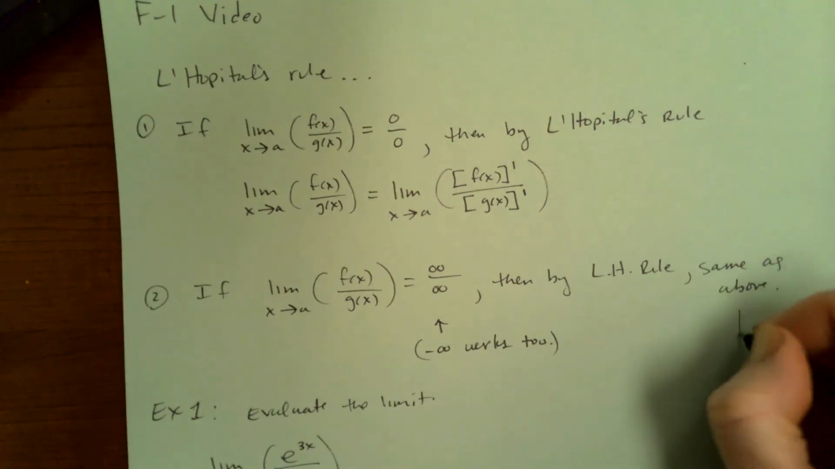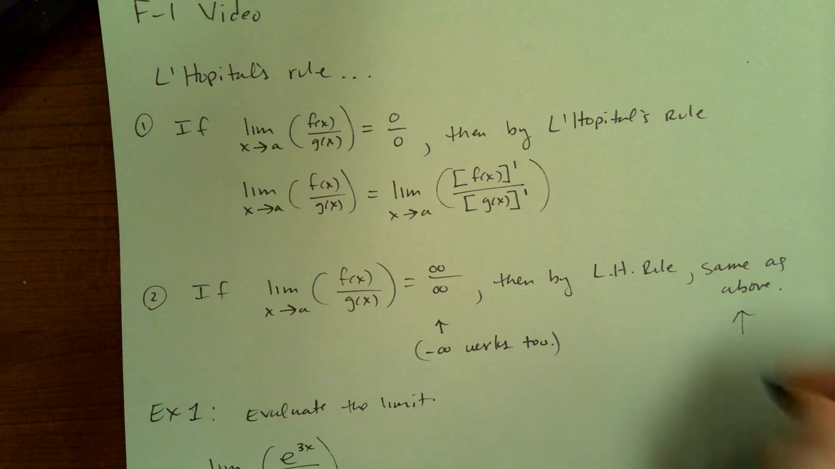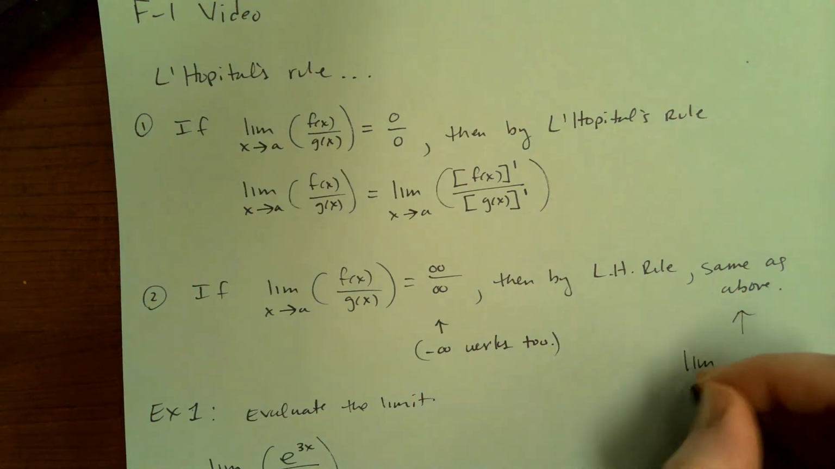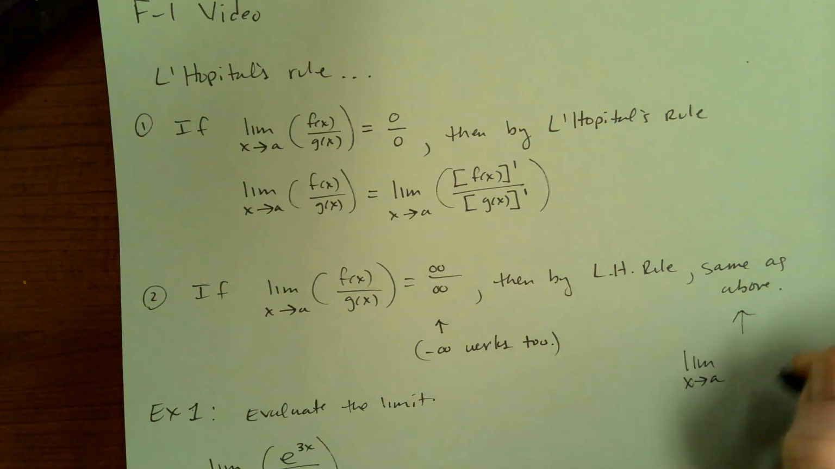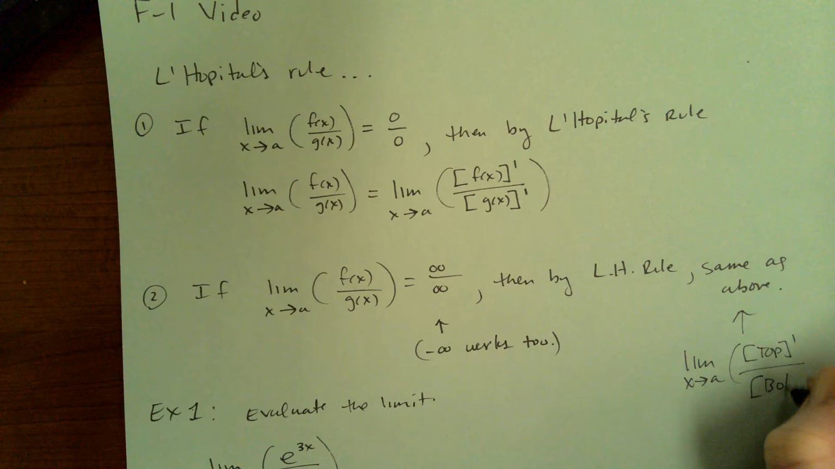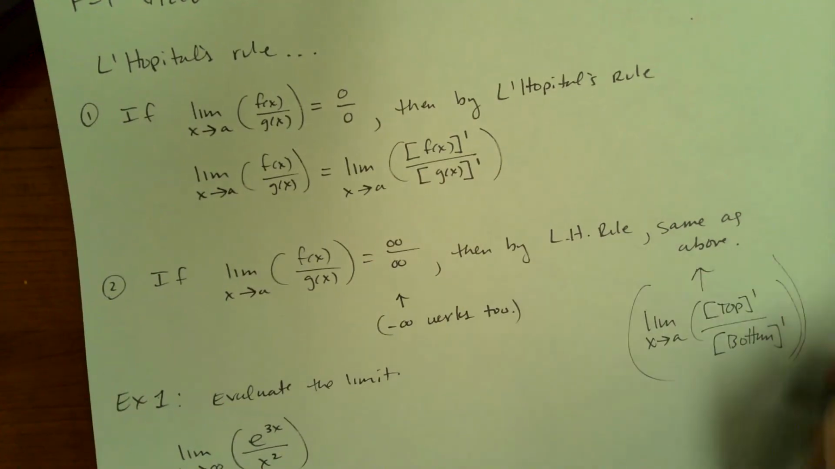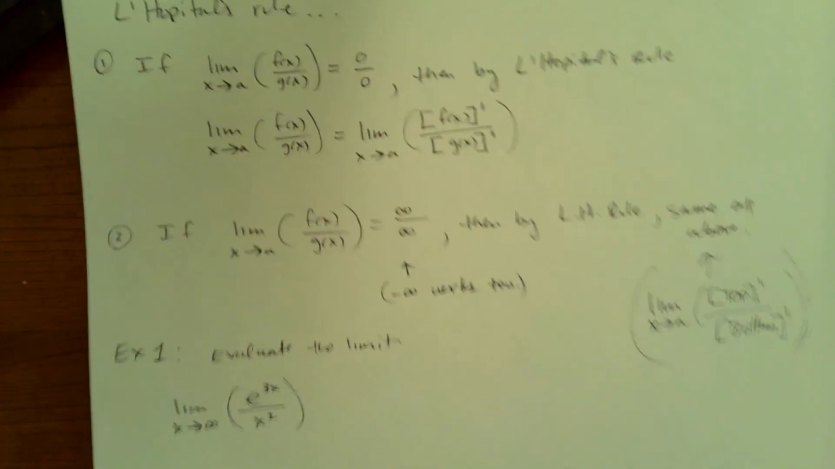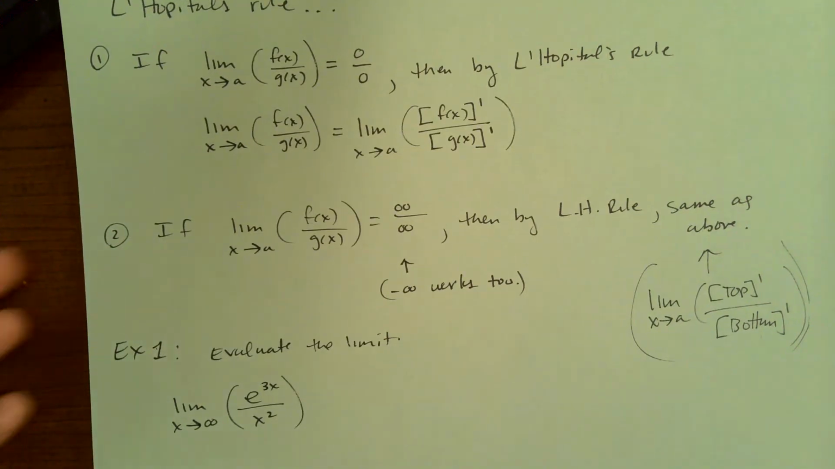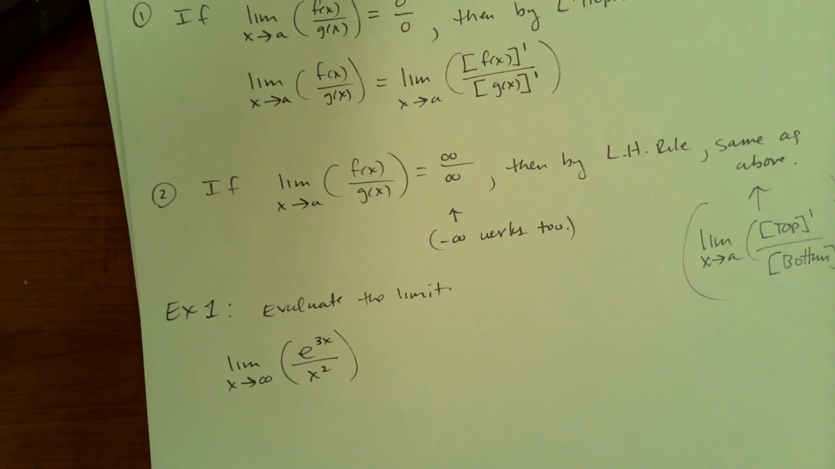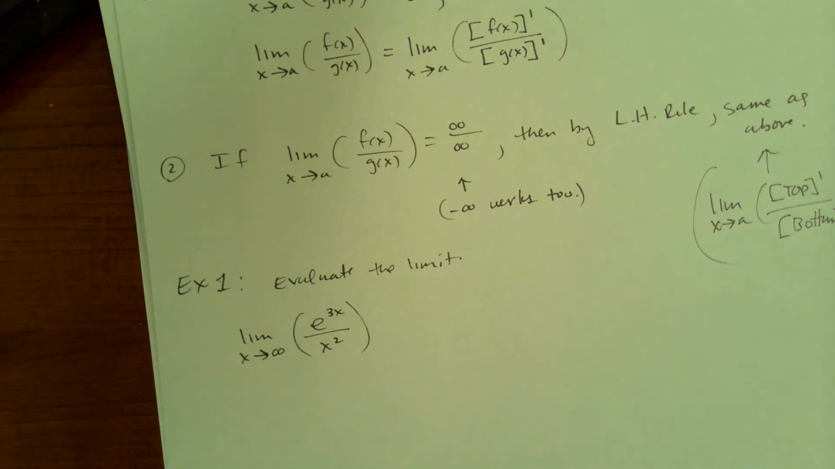When I say same as above, this means that you would want to do the limit of the derivative of the top over the derivative of the bottom. Okay, so that's what you would end up with. So we're going to use this rule to evaluate this limit. This example is not from your practice, but the next example will be.